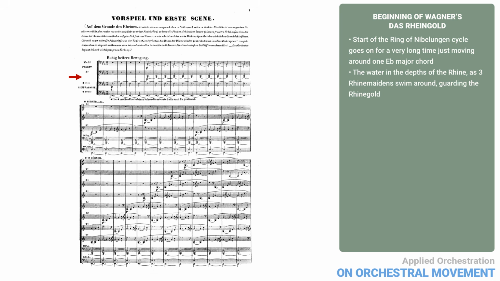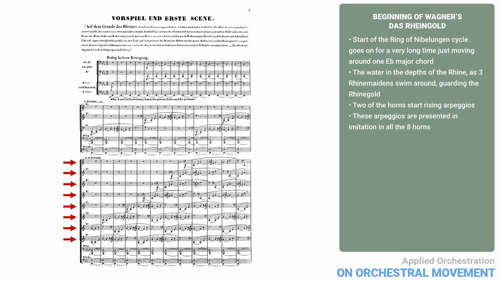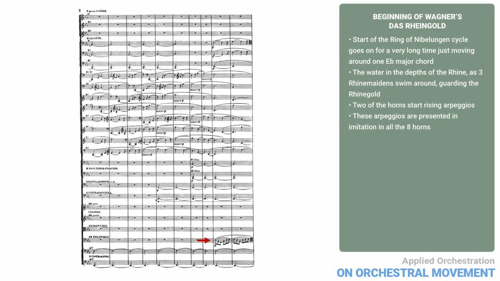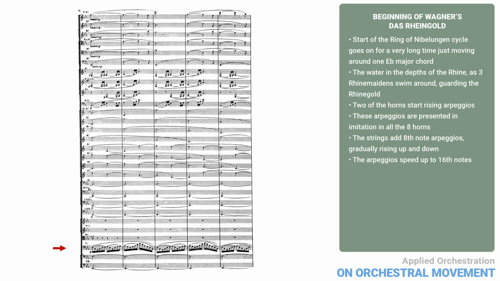After introducing the open fifth in the first system, 2 of the horns start rising arpeggios in the second system. Then in the third system, these arpeggios are presented in imitation in all 8 horns. Then at the end of page 2, the strings add 8th note arpeggios gradually rising up and down, which also introduce some passing notes for the first time. Then on page 6, the arpeggios speed up to 16th notes. Note how the clarinets now start incorporating 16th notes into the passing note motive. Following this, the texture becomes even fuller until the voices come in for the first time and the harmony finally changes.